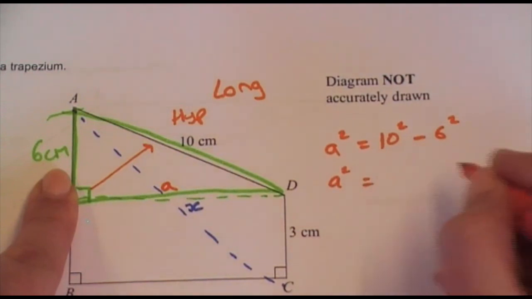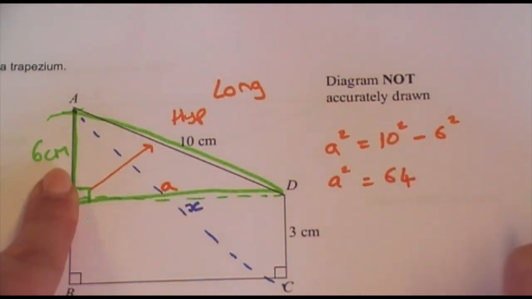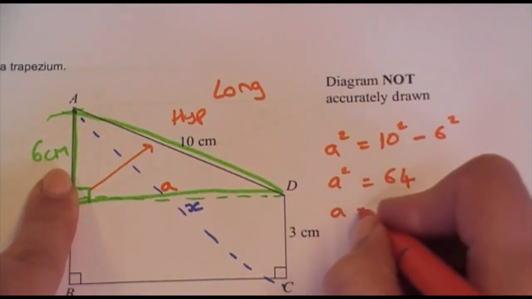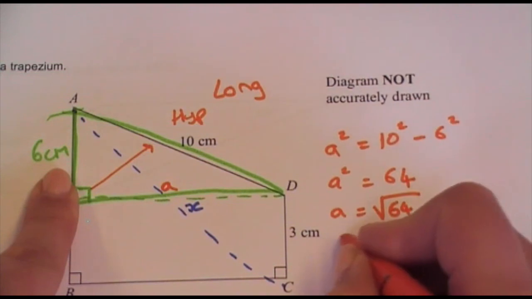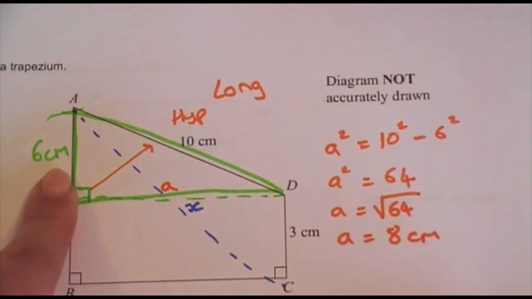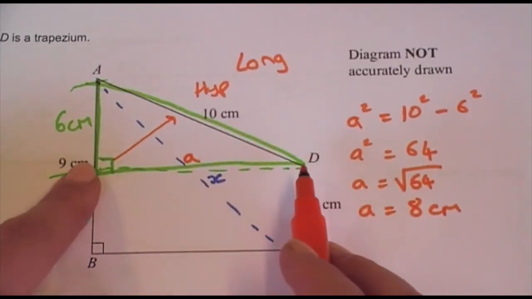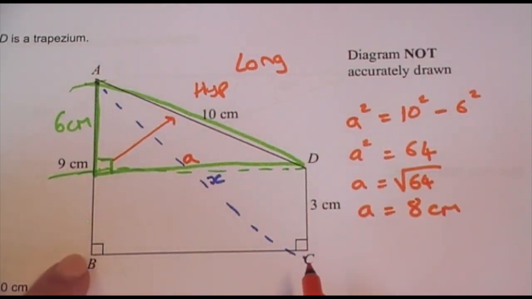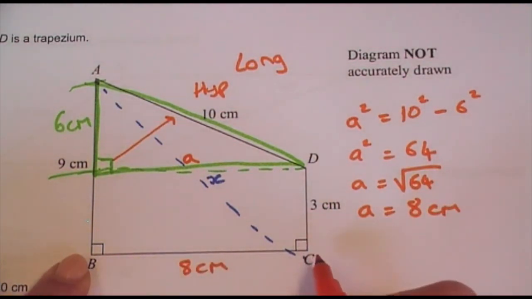So that means A squared equals 64. I don't want A squared, I just want A. So that's the root of 64. So A equals 8 centimeters. And that's what this length is here, 8 centimeters. Now, hopefully you'd be aware that the width here of 8 centimeters is the same as line BC. So I'm going to write here, I found that that's 8 centimeters.